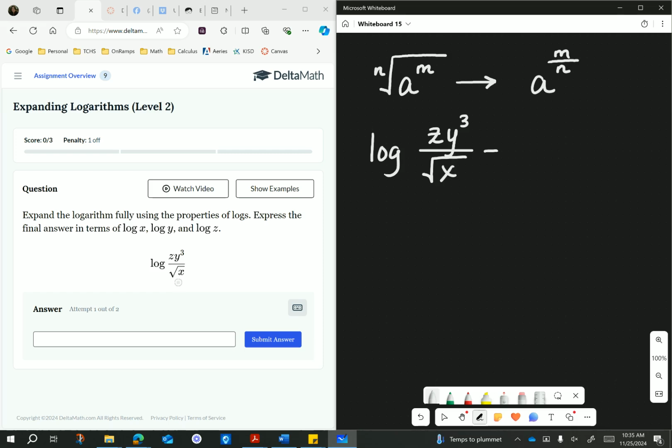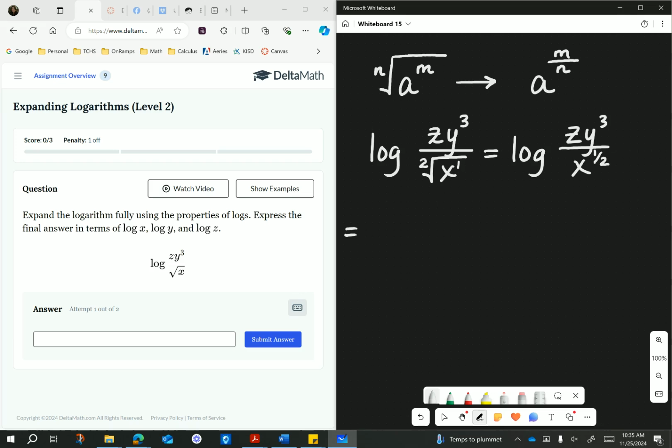Okay, I want you to instead see it as log of zy cubed over, well, let's take a look at this one. When the exponent is blank, it's understood to be a 1. When the radical index is blank, it's understood to be a 2. So we're going to put x to the 1 over 2 power.